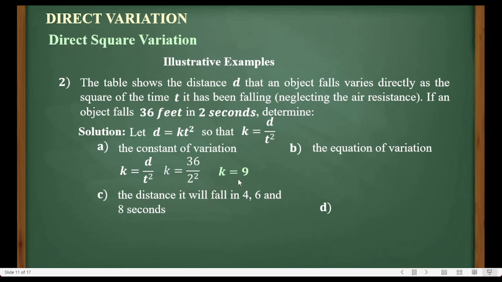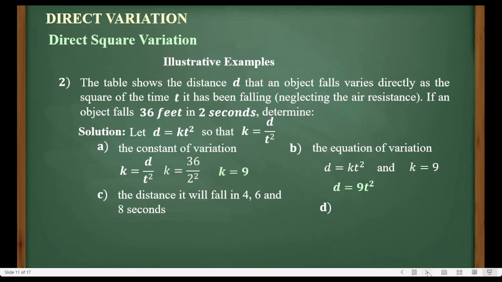And upon obtaining k, we can form the equation of variation. Again, we go back to this equation and we simply replace k by its obtained value, which is equal to 9. Therefore, d from this equation is equal to 9t squared. Again, we simply copy this one. The only difference is k is replaced by its value, which is 9. And this is the equation.